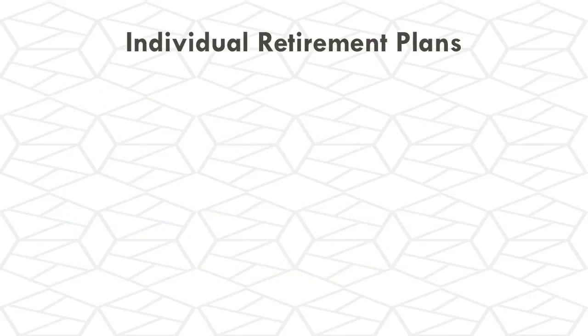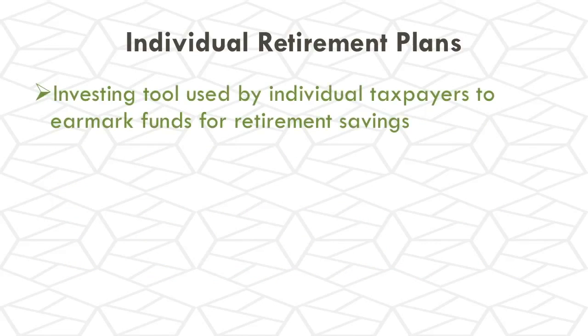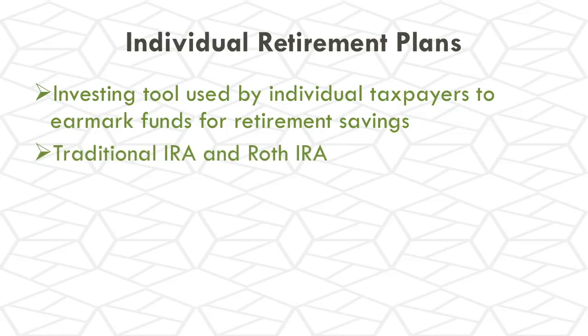Our final category of retirement plan are individual retirement plans. So these are investing tools used by individual taxpayers to earmark their funds that they have earned for retirement savings. Now, there are several different types of individual retirement plans. We are going to primarily discuss the traditional IRA. We will also talk a little bit more about the Roth IRA in the next session.